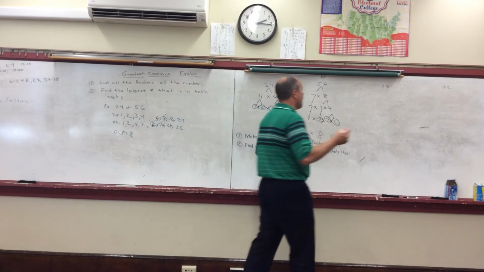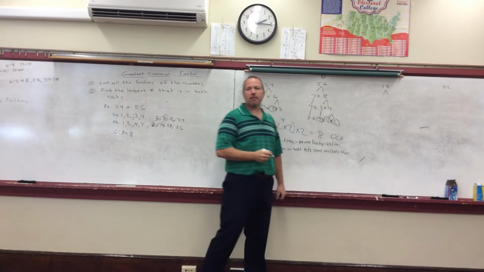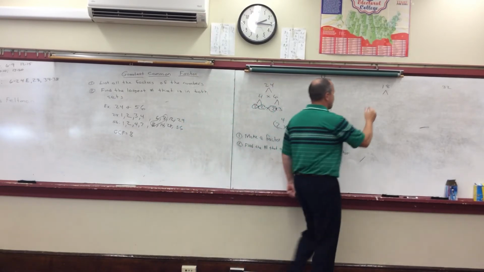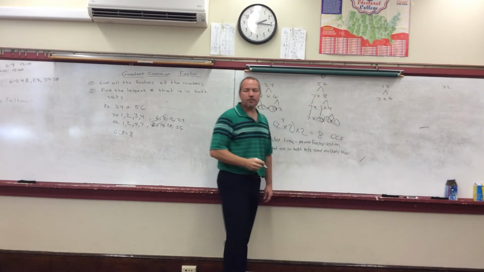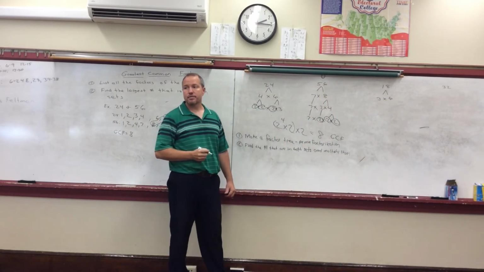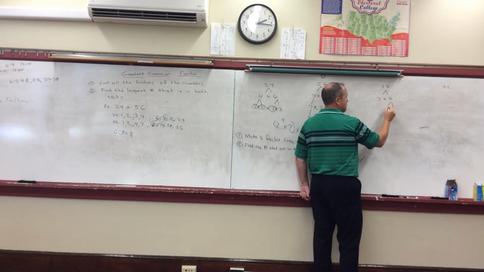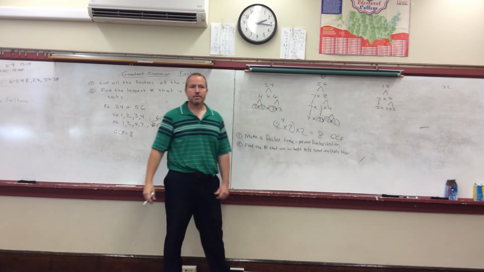Okay? So, 18. What can we factor 18 into? Blake? 3 times 6. Can we factor this any farther? The 6 breaks into 2 times 3. We can't break the 3 down any farther, correct?